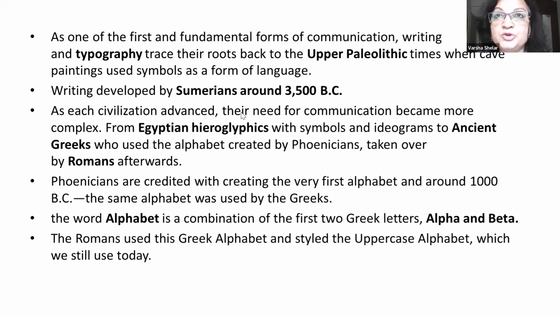So the Egyptians, after the Sumerians developed their script, which is called cuneiform, came up with their own script called hieroglyphs. Later on, the Greeks developed an alphabet based on the script developed by the Phoenicians. And eventually the Romans took it forward and developed a kind of script that we pretty much follow today. So the Phoenicians are credited with creating the first alphabet per se. This word alphabet is a combination of two Greek letters called alpha and beta.